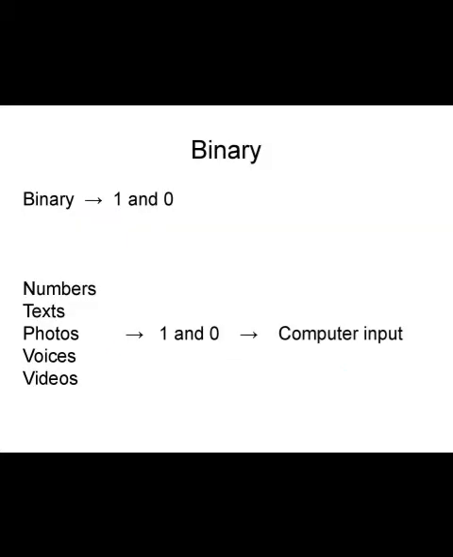We also talked about how a computer can only read binary data. Binary data means 1 and 0. So a computer can take all sorts of information as input, including numbers, text, photos, voices, and videos. But all that information has to be converted into binary form, into 1 and 0, so that the computer can understand it and do the processing. So in today's video, we are going to talk about how you represent numbers in binary form so that they can be processed by a computer.